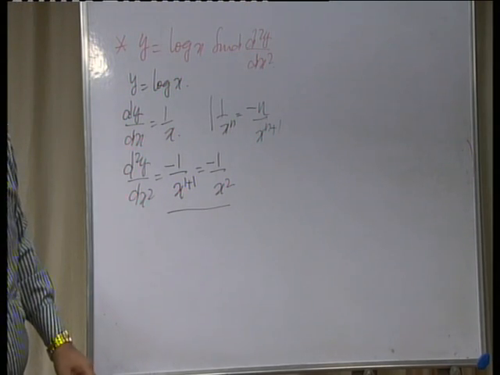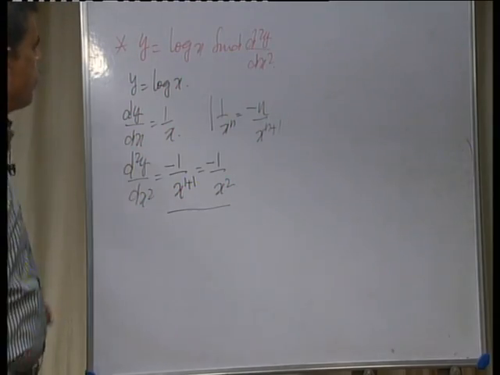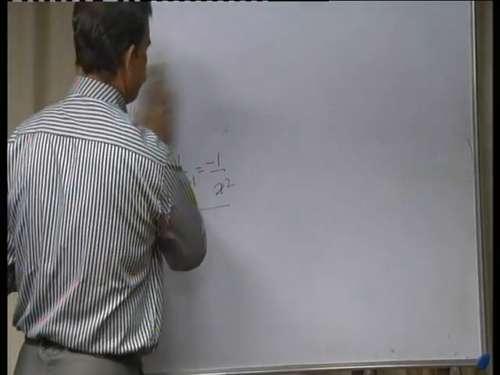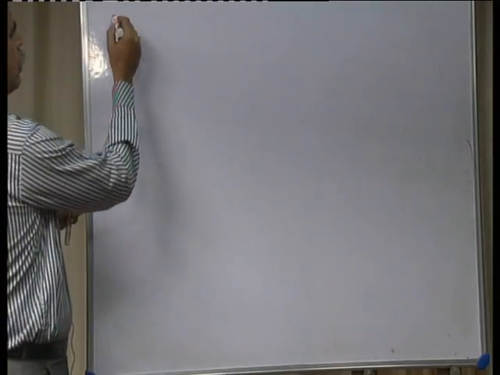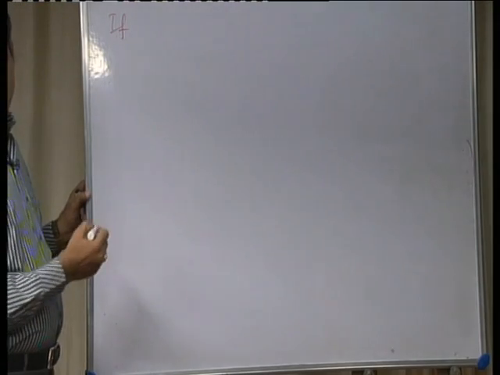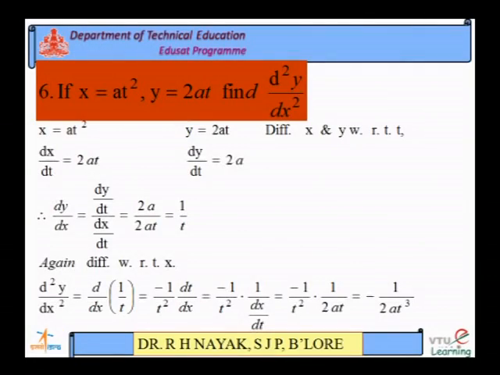You take another example. If x is equal to at square and y is equal to 2at, find d square y by dx square. What is it? It is a parametric function.